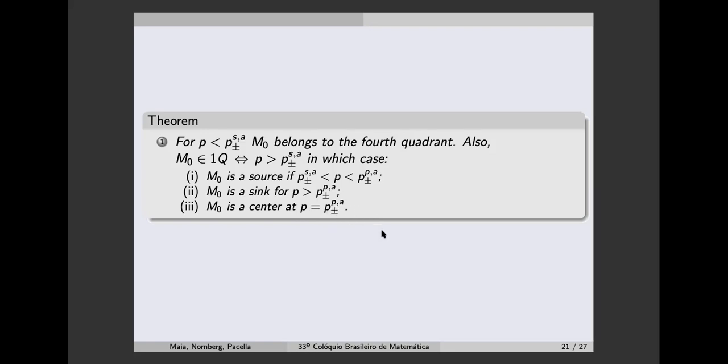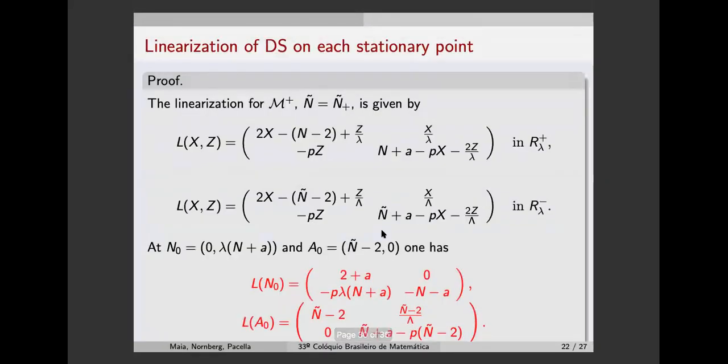So M0 is a stationary point that changes a lot, depending on the P of the nonlinearity of this problem. Okay, how do we prove this theorem? The proof is based on the linearization of the operator around these stationary points.